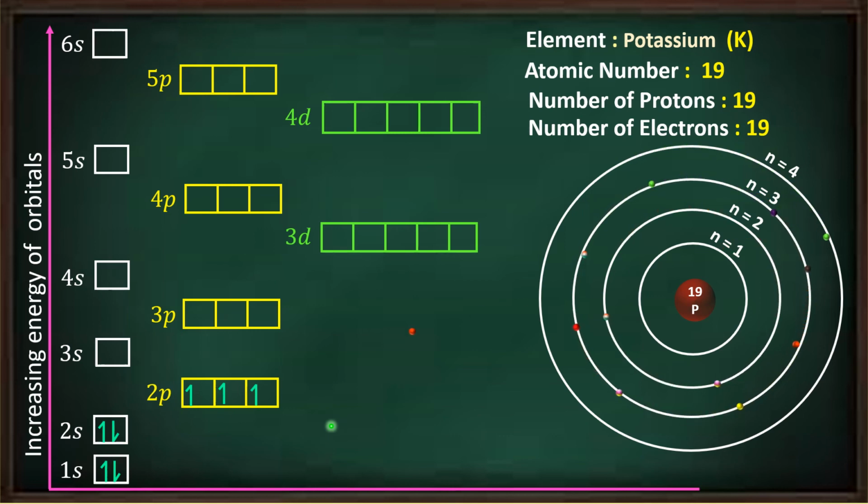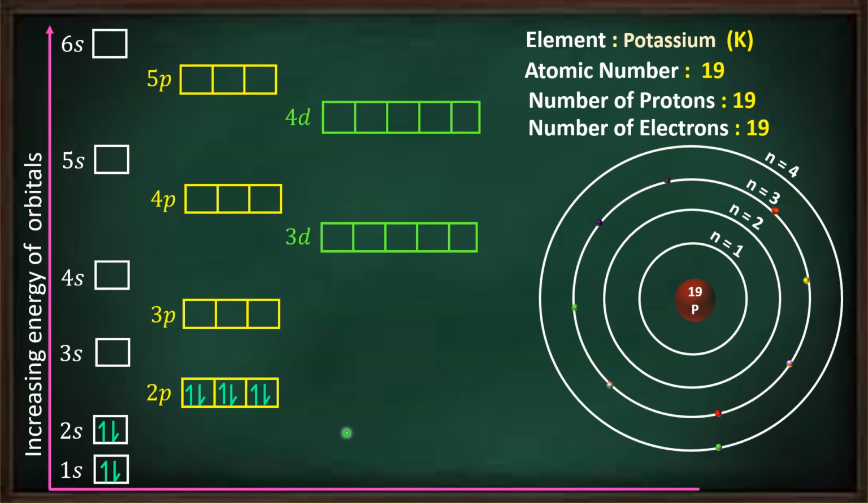Next, eighth electron occupies this orbital again, isn't it? Pairing is taking place. Okay, so ninth electron occupies this and pairs up with this electron, and 10th electron pairs up with this electron.